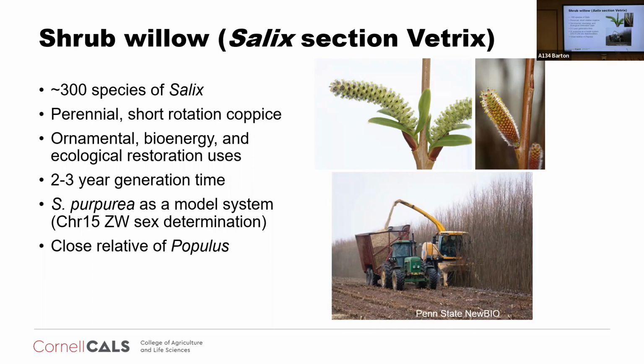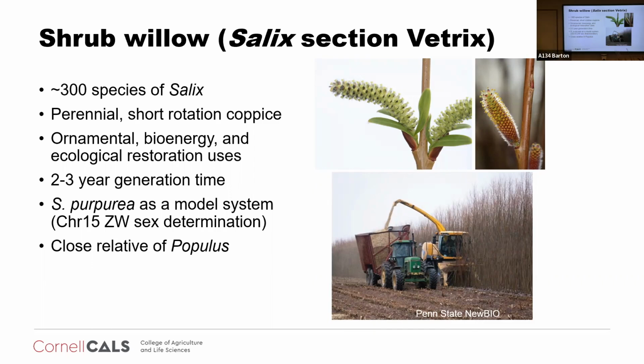So one key feature of the willows is that they are dioecious. They have separate male and female plants, and that's primarily where my research comes in. Here are the female catkins on the left, and these are the male catkins on the right. Catkin just refers to this whole inflorescence here.